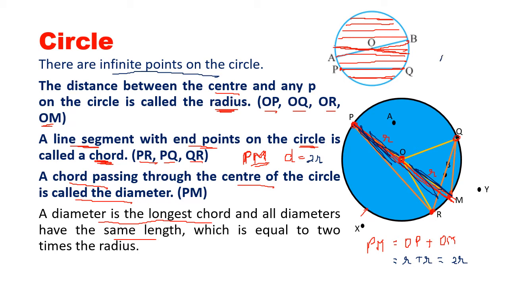Let us check. If the radius is 5 centimeter, how much will the diameter be? Yes, it will be 10 centimeter. Another one. If the diameter is 7 centimeter, how much will the radius be? Half, so it will be 3.5 centimeter. So the length of the diameter is 2 times the radius, or the radius is half of the diameter.